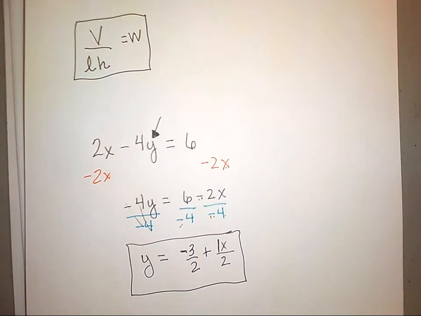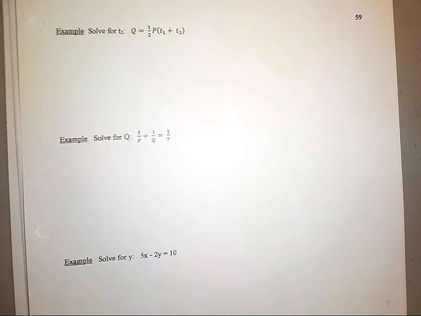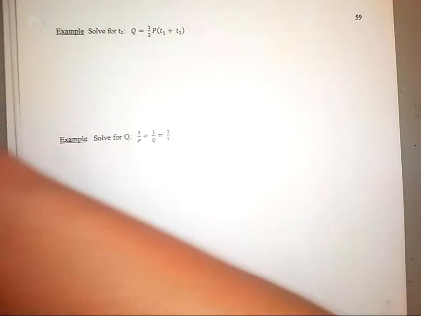Hey everybody, sorry, I realized that I skipped the last page of the notes. Sorry about that. We still have all these on page 59 to solve, so let's go through those.